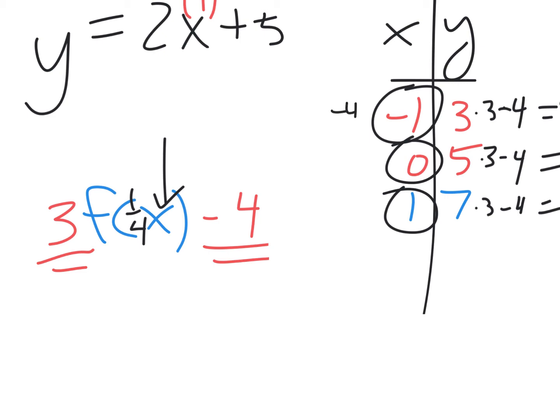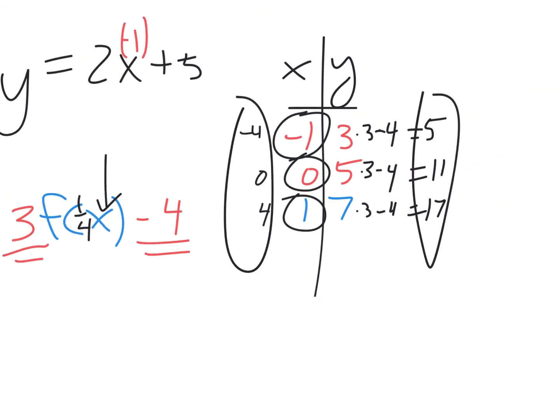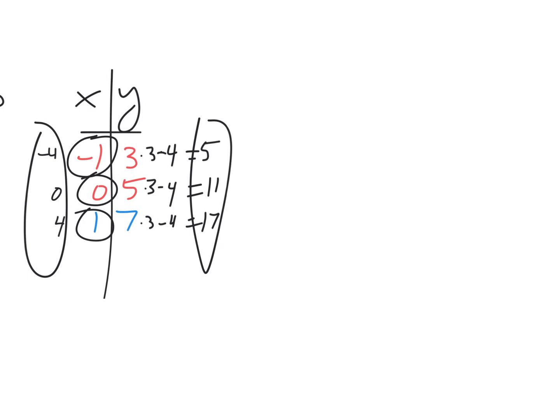Negative 4 times 0 is still 0. Wait 1 second. 4 times this is 4. Can anybody verify I have those numbers right? Okay, cool. Then there's my new function with the x values and the y values. Yes. All right, so let's get to another one. Except this time, I'm going to draw you a picture of it. Do you guys recognize that one?